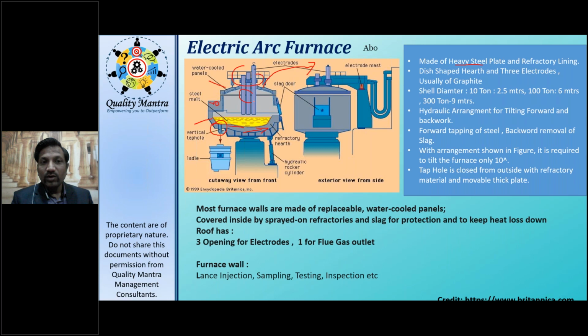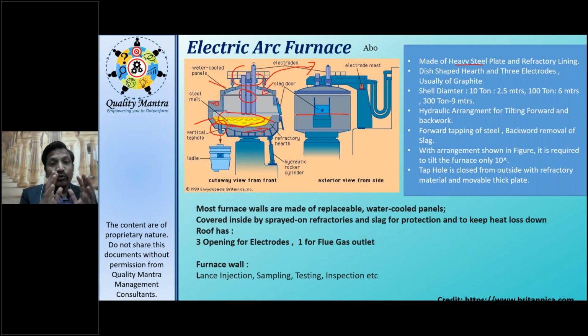This electrode, 3 numbers, are basically of graphite, and the shell diameter, we are talking about this diameter of the furnace, varies from 10 ton to 300 ton, because you can produce 10 ton also. So you can see there is a flexibility.